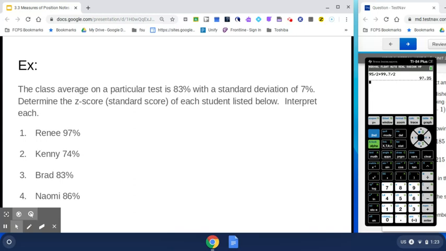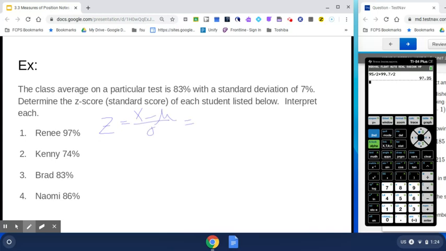The first example says the class average on a particular test is 83% with a standard deviation of 7%. Determine the z-score or standard score of each student listed below, and then interpret each. Okay, so the first person we're going to take a look at is Renee. She scored a 97% on the test. So we're going to convert her test score into a z-score. Using that formula, z equals x minus mu over sigma.